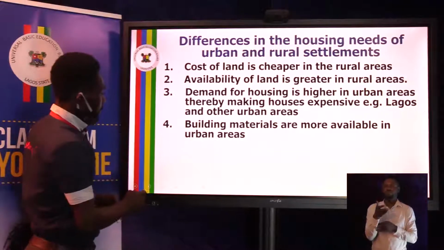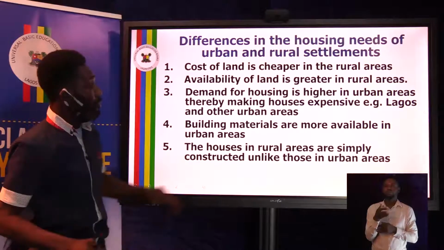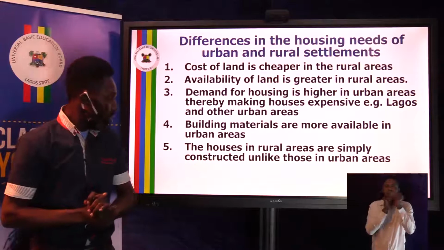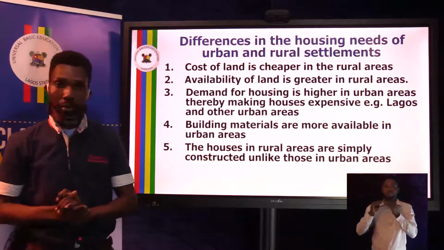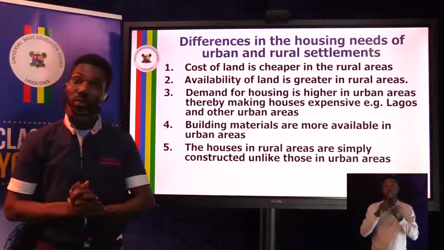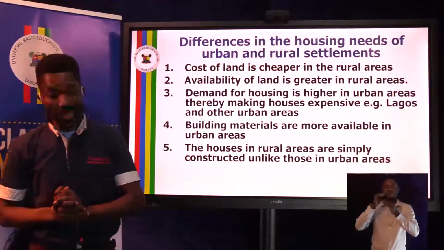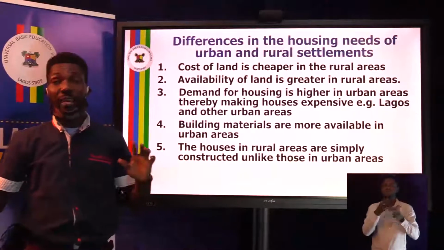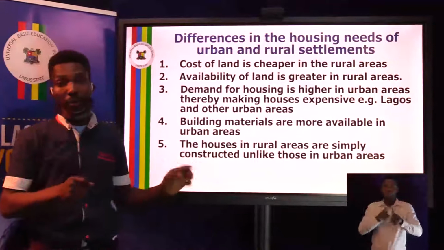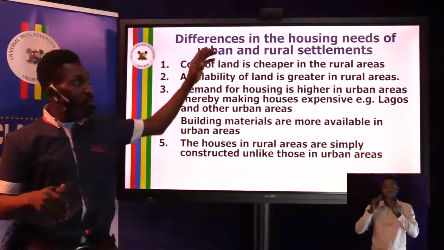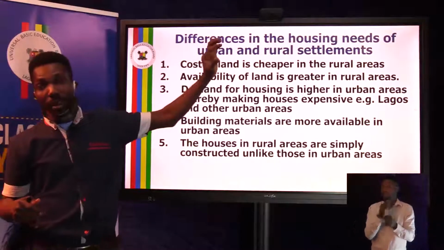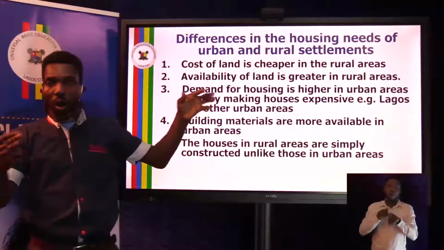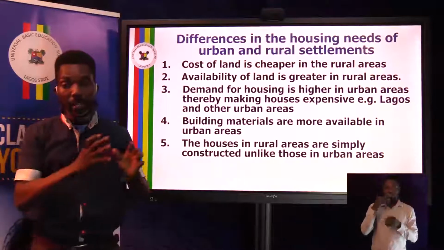Next is the houses in rural areas are simply constructed, unlike those in urban areas. In rural areas, the way they construct their houses is different from urban areas. In urban areas, when we started types of houses, you saw different kinds of houses. Some you have not seen before. All those kinds of houses you can see in urban areas.